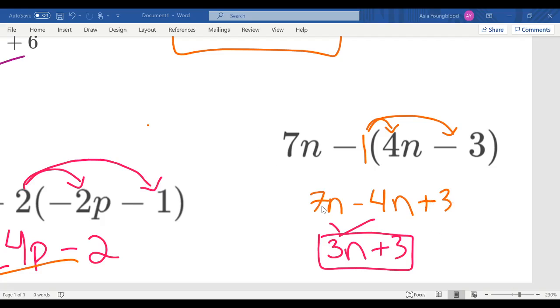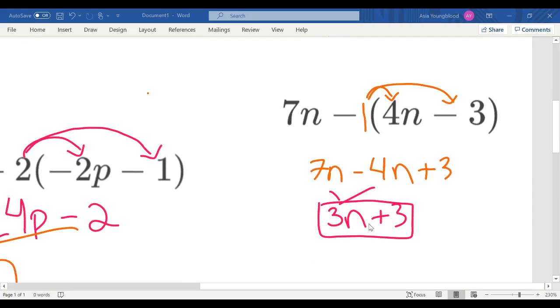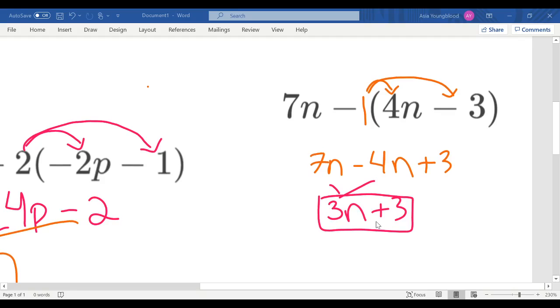We brought down this 7n and then combined our like terms, which were the 7n and negative 4n, because they both have n's. So 7n minus 4n gets us 3n. And then we brought down this 3 because there was nothing to combine it with. So our final answer for this problem was 3n plus 3.